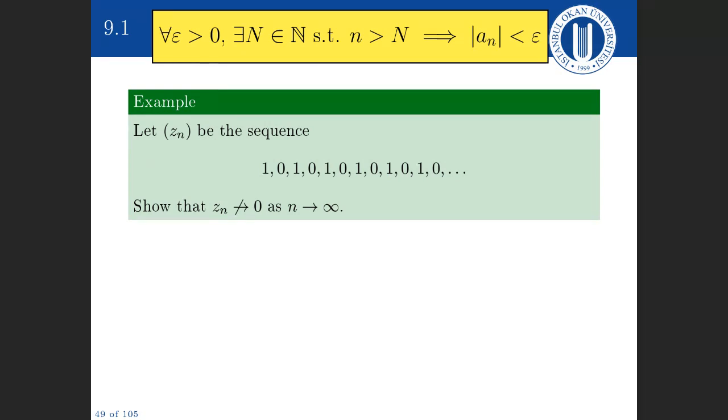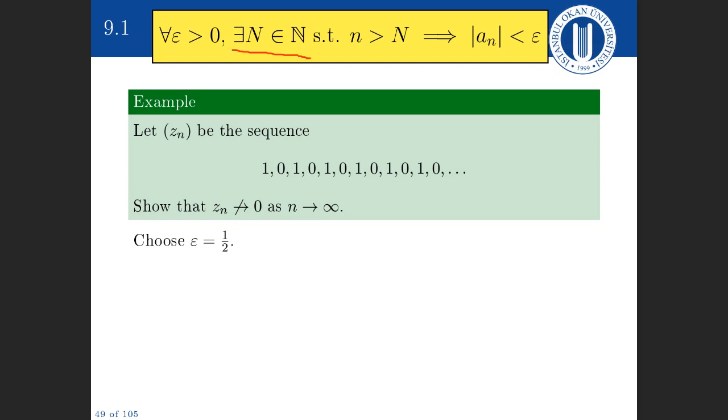Let Zn be the sequence 1, 0, 1, 0, 1, 0, 1, 0, 1, 0, 1, 0, etc. Show that Zn does not converge to 0 as n tends to infinity. Let me go through this quickly. If we try to show the opposite of a definition, then instead of doing it for all epsilon, we just need to find one epsilon where it goes wrong. So I'm going to choose epsilon as a half.